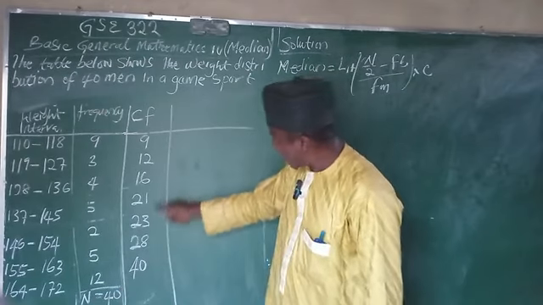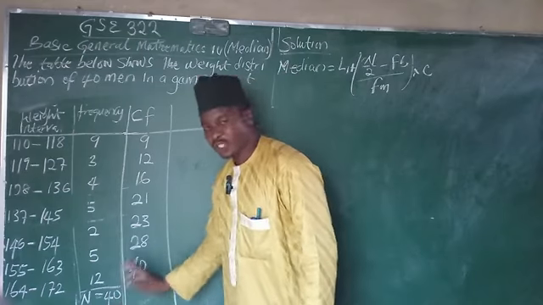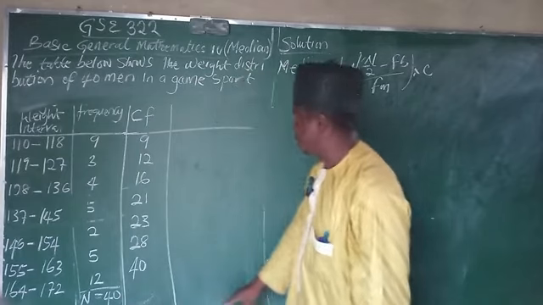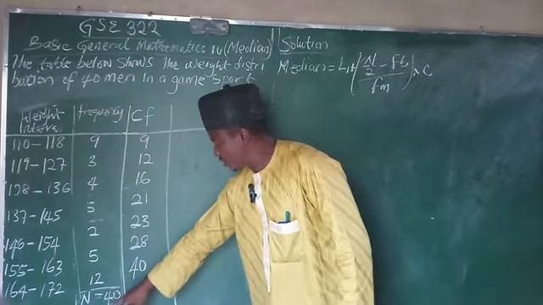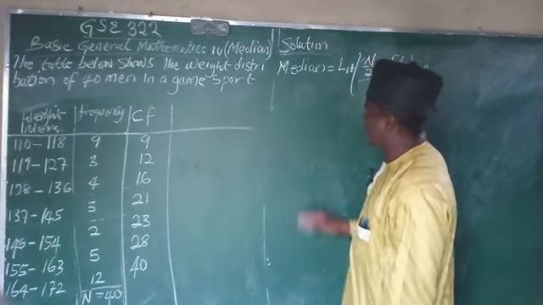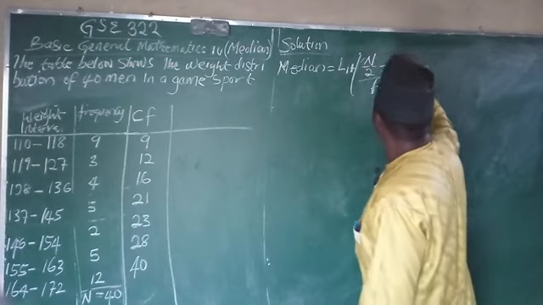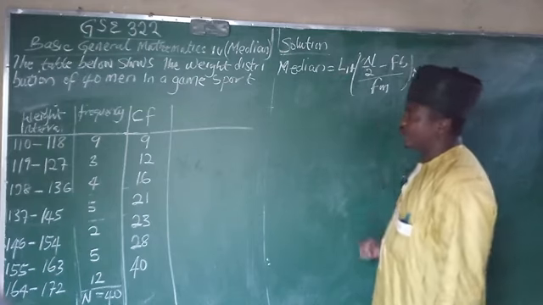So the last cumulative frequency must give you n, the total number of items or the sum of the frequency. If the last cumulative frequency is not equal to the sum of the frequency, it means you are wrong somewhere. Then what is next? We have found the cumulative frequency. Next is the class boundary.